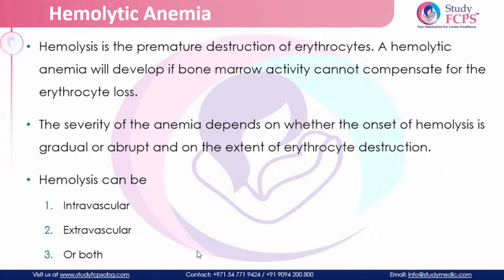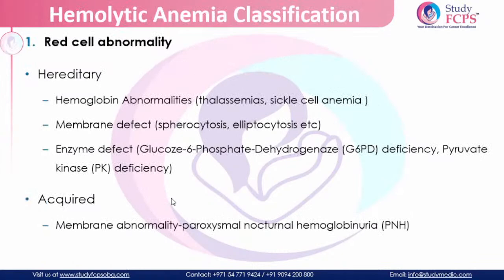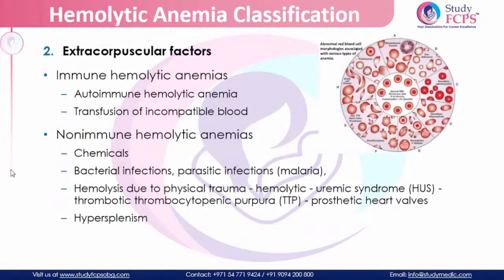And then it depends on the extent of erythrocyte destruction, that is, how rapidly the destruction of RBCs is occurring. So hemolysis can be intravascular, extravascular, or both. These are all types of hemolysis. Let's come to the hemolytic anemia classification. We divide hemolytic anemia into two main types. The one is red cell abnormality and the other is extracorpuscular factors.